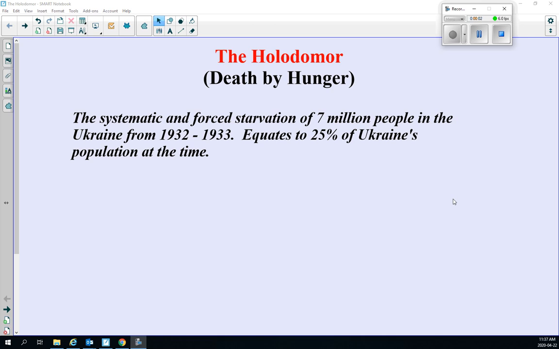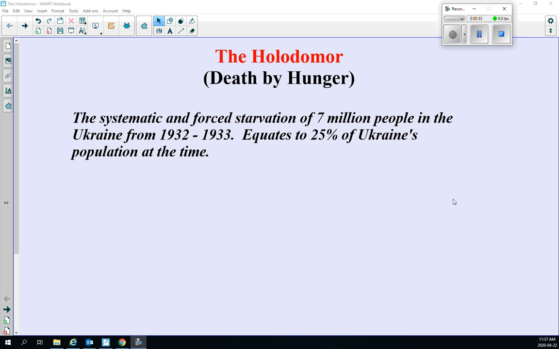Hi there, Social Studies 20, taking a look here at the Holodomor, which translates to death by hunger. This is another example of genocide, ethnic cleansing, in this case, the Ukraine, part of the former Soviet Union in the 1930s. So this quick description would be it's a very systematic and forced starvation of about 7 million people. Could be more. I mean, we'll never be sure for certain how many it was.